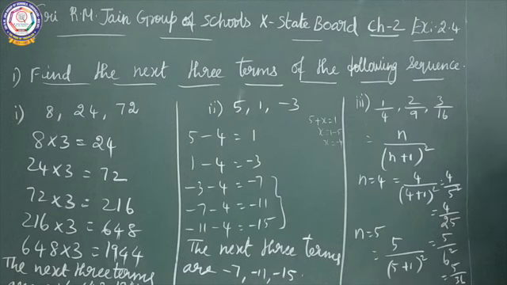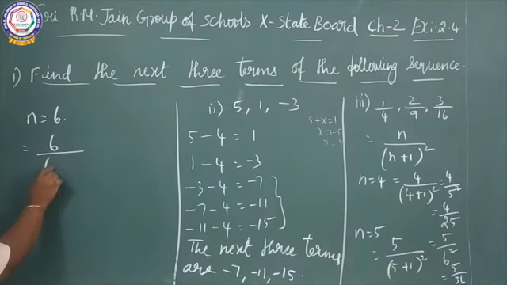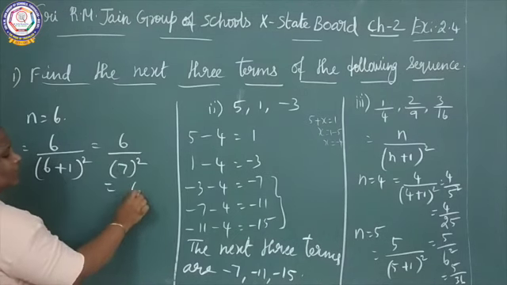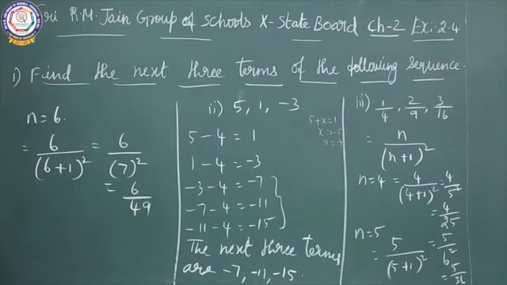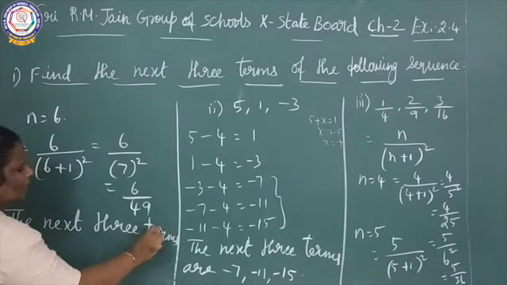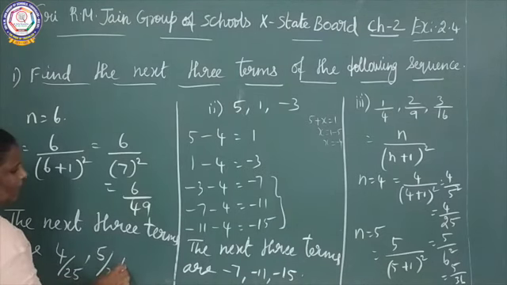If n equal to 6, it gives 6 by (6 plus 1) the whole square. So 6 by 7 square gives 6 by 49. What are the next three terms? 4 by 25, 5 by 36, 6 by 49.